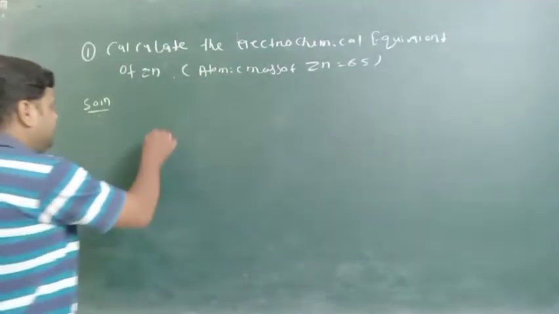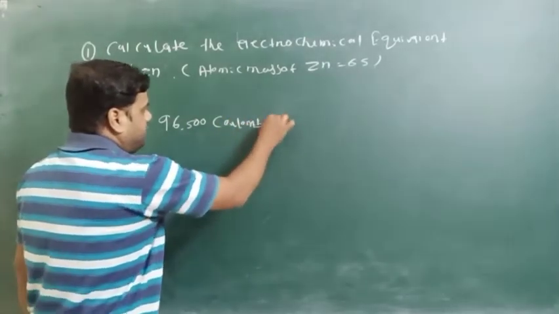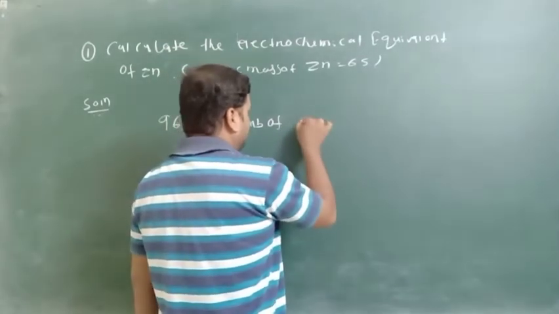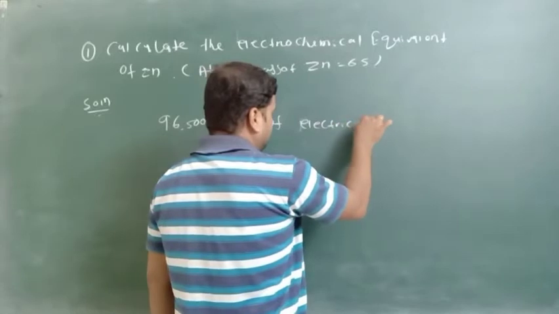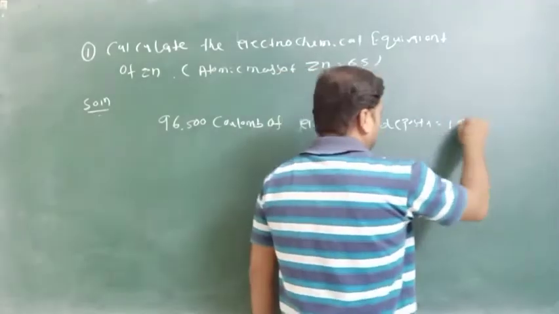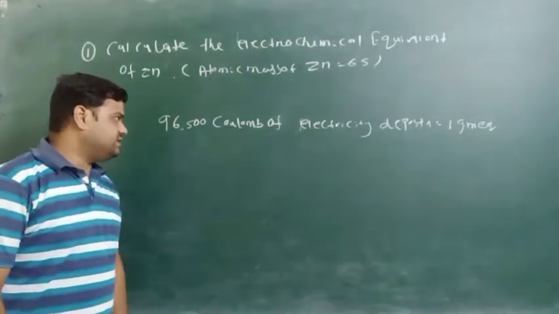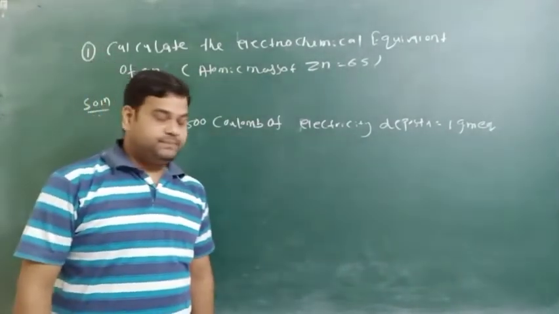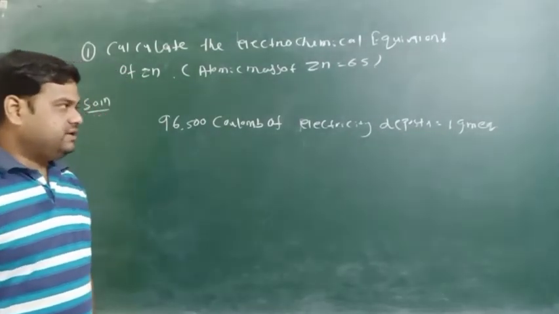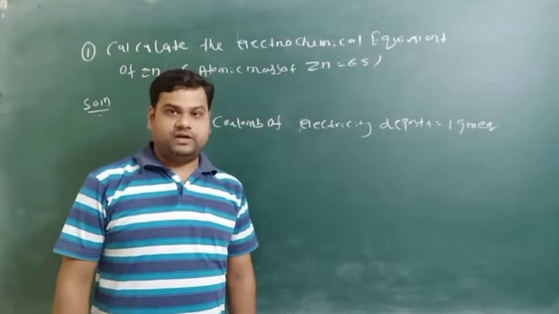We know that 96,500 coulomb of electricity deposits 1 gram equivalent of substance. 96,500 coulomb means 1 Faraday of electricity. When we supply 1 Faraday of electricity to the electrolytic solution, or electrolyte, it will deposit 1 gram equivalent of substance.